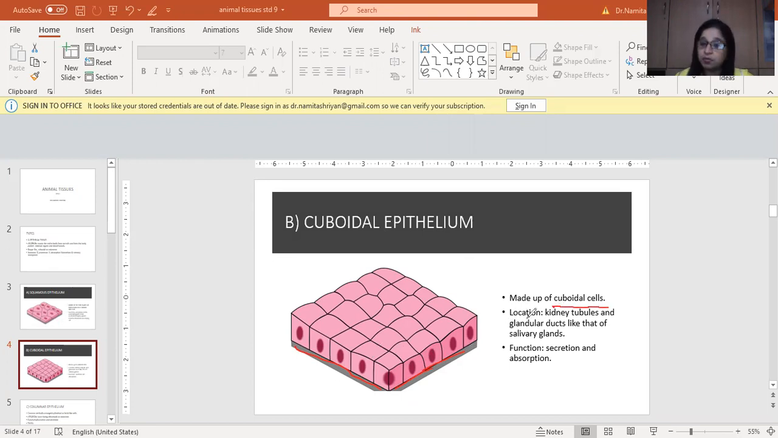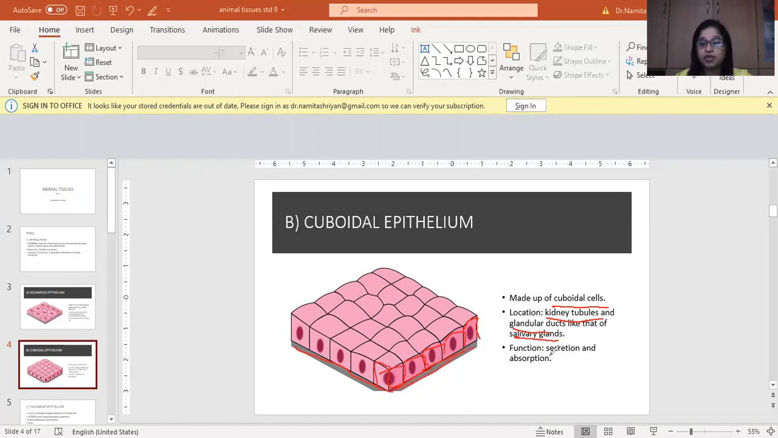Where are they present? Important to remember are kidney tubules. So the tubules, the tubes of the nephron, they are made up of this cuboidal epithelium. The glandular ducts, like that of the salivary gland. So our salivary glands and the ducts of our salivary glands are lined by this particular type of tissue. So they're made up of, you can see, cuboidal cells placed over, and they're of the same type, unlike the squamous epithelium, and you can see they are placed over this basement membrane.